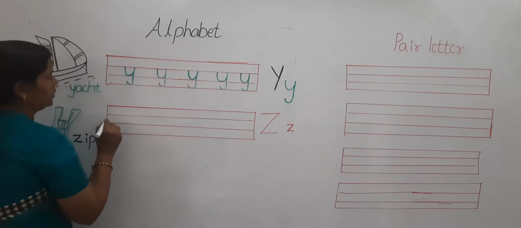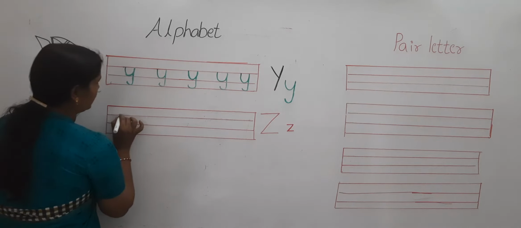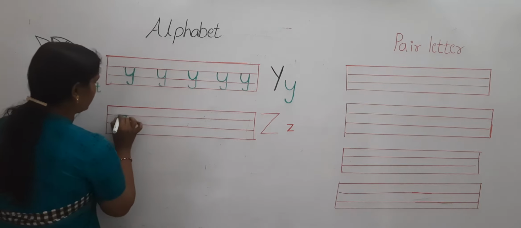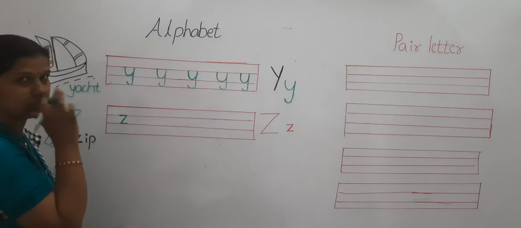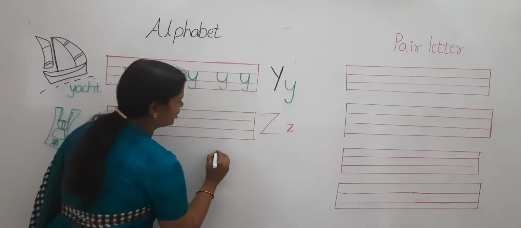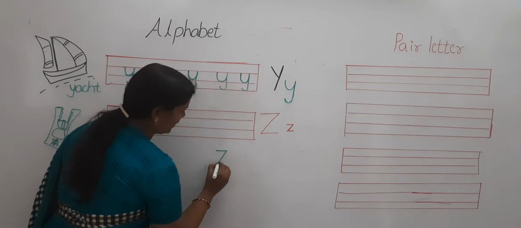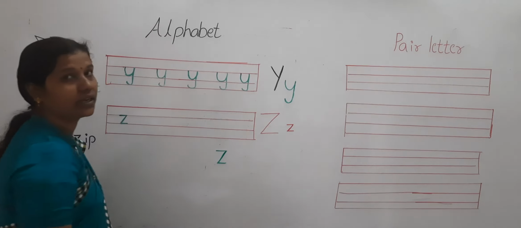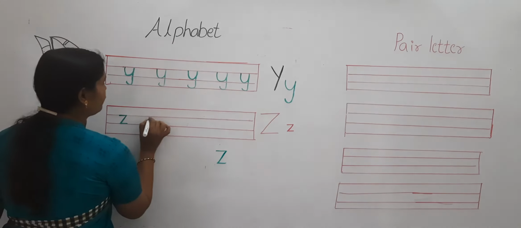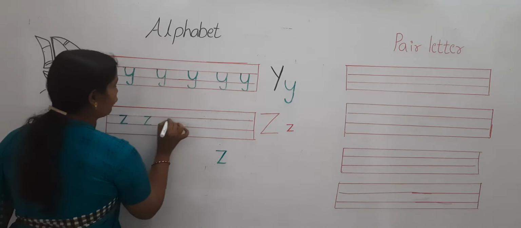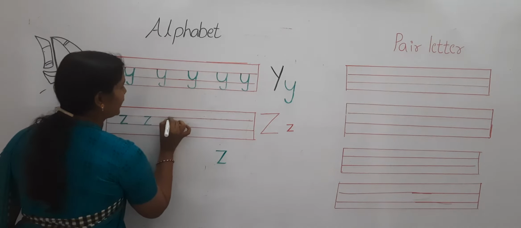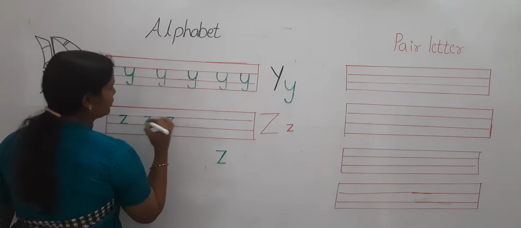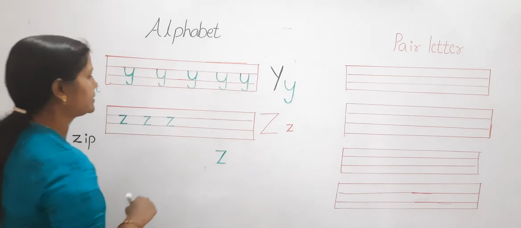Come on, we start in the middle line, draw a sleeping line, then cross and then again a sleeping line. This is the letter Z. Draw sleeping line, then slanting line and again one sleeping line. This is letter Z. Z for zebra. Z for zoo. Sleeping line, then cross line, one slanting line and again one sleeping line. This is the letter Z.